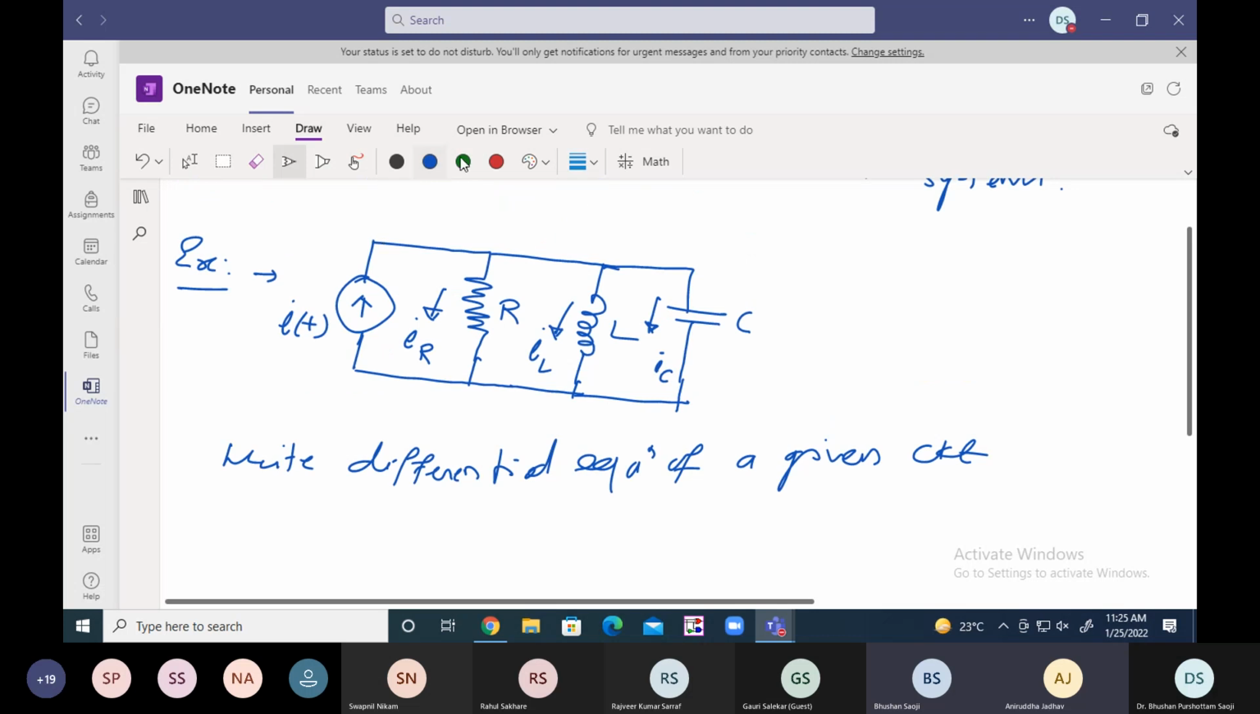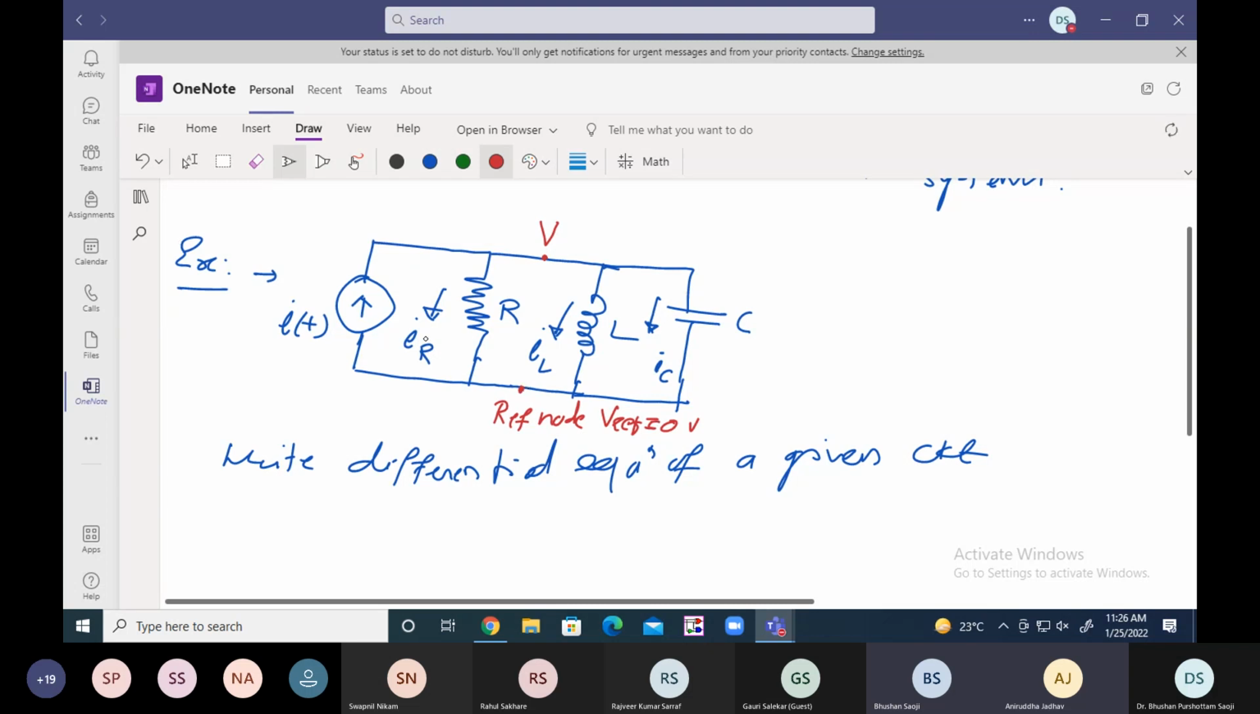Now see here, in this one, here we will assume there is a node and whose voltage is V. Now see here, this is our node 1, and this is our reference node. VRF is equal to 0 volts. We assume that this is the reference.